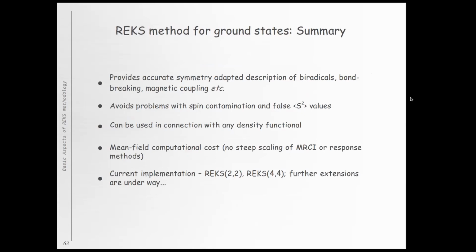So I will summarize now that the REKS method for the ground states provides an accurate, symmetry adapted description of strongly correlated electronic states, such as states of biradicals, molecules with broken bonds, magnetic coupling. It avoids problems with spin contamination and can be used with any density functional. It has very low computational cost. Current implementations include REKS with 2 electrons in 2 active orbitals and REKS with 4 electrons in 4 orbitals. However, further extensions of the methodology are possible, and I hope they will be developed and implemented in the future.